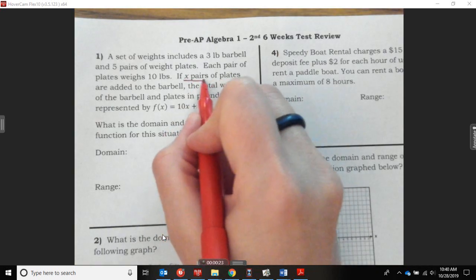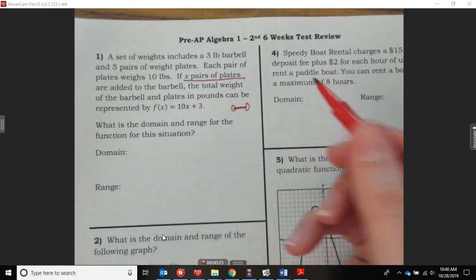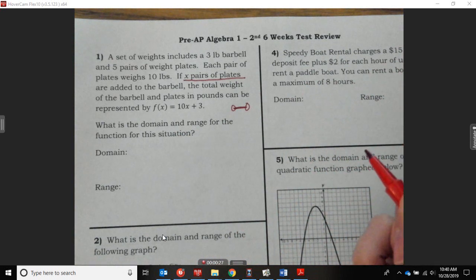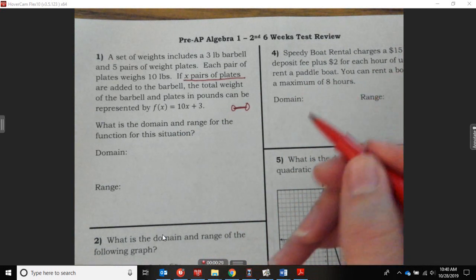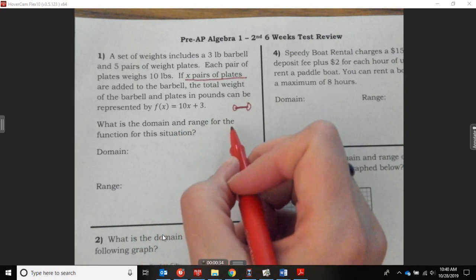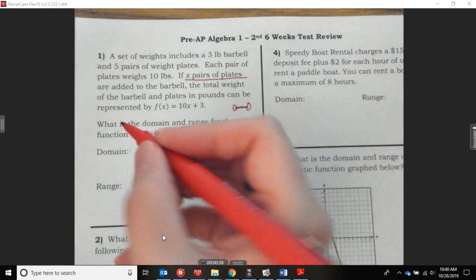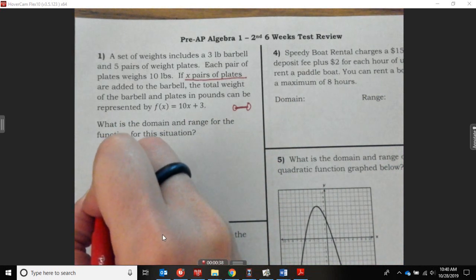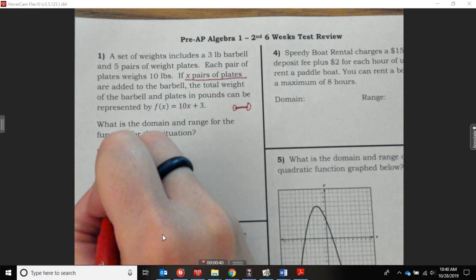If x pairs of plates are added to the barbell, the total weight of the barbell and plates in pounds can be represented by f(x) = 10x + 3. What is the domain and range for the function for this situation? So remember, domain is x, and here they said that x is the pairs of plates.